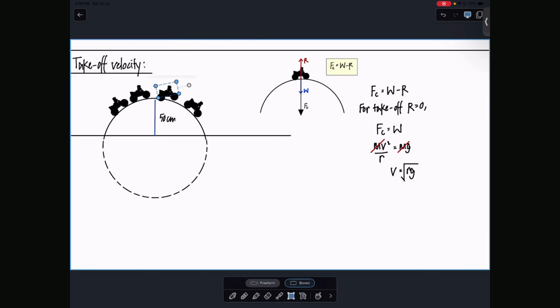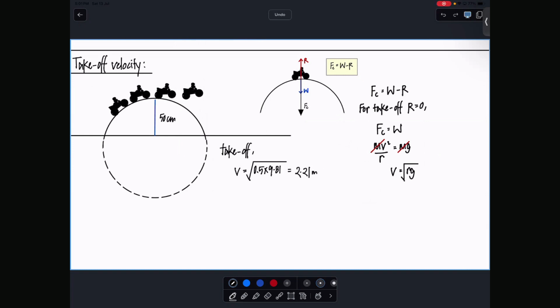You just need two quantities here, which I've provided. So this equation has to be derived in the exam. V equals root over Rg. R is 0.5 into 9.81, root over, what comes? 2.21. Right, so if your car goes over this hump at 2.21 meter per second, what will it do? It'll take off, right? Anything that goes at 2.21 will do what here?